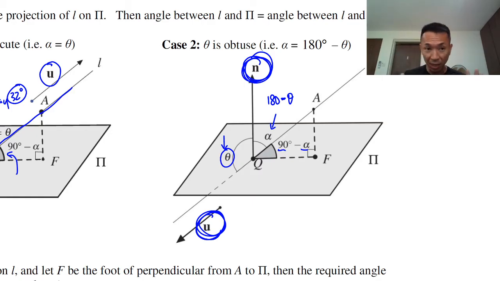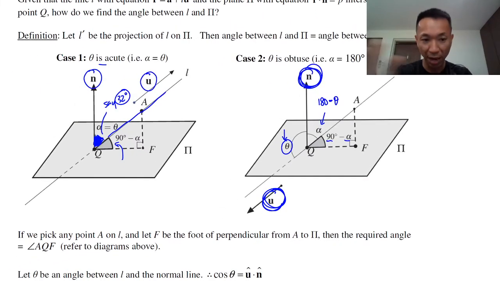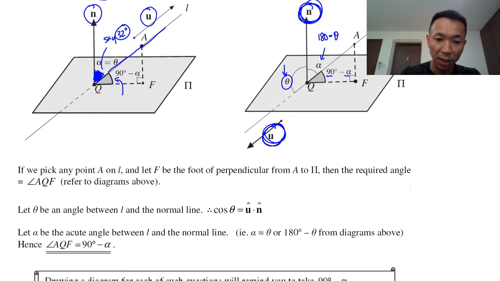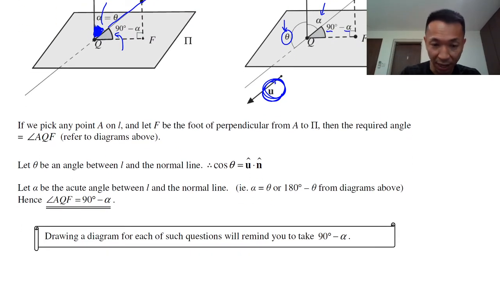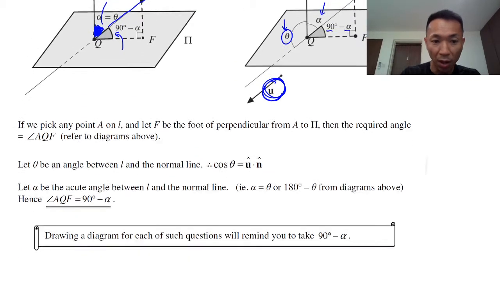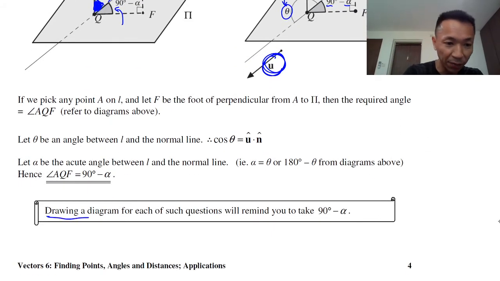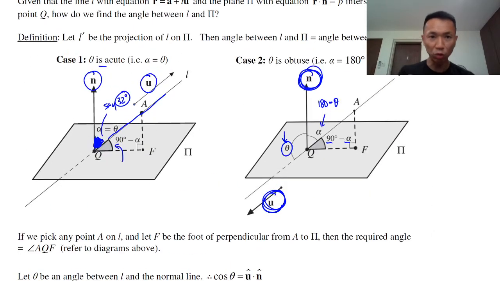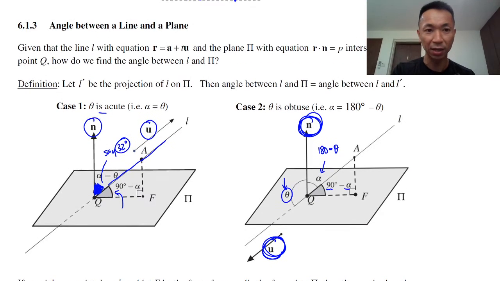I think this diagram sums it up. Maybe you would want to review it again if you really don't understand. But I think it's quite manageable. So let's keep all this. I think the idea is there. Drawing a diagram actually helps us remind ourselves to find 90 minus alpha. Because whenever you jump straight into a question without really understanding, you get a problem. Yes?